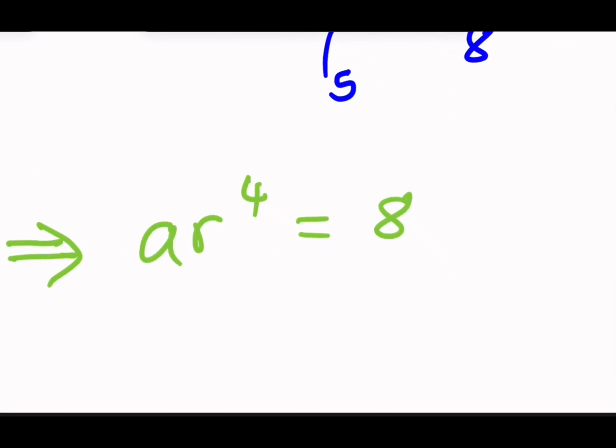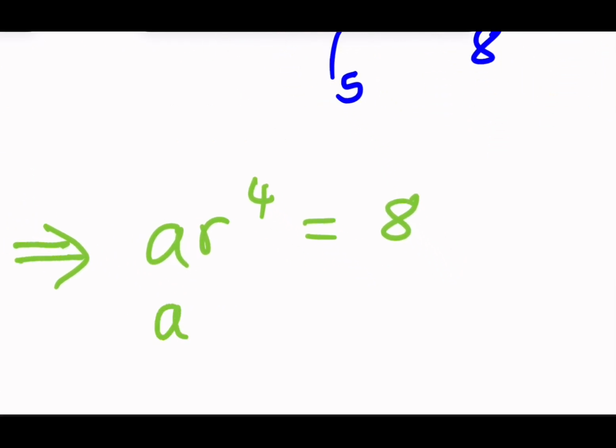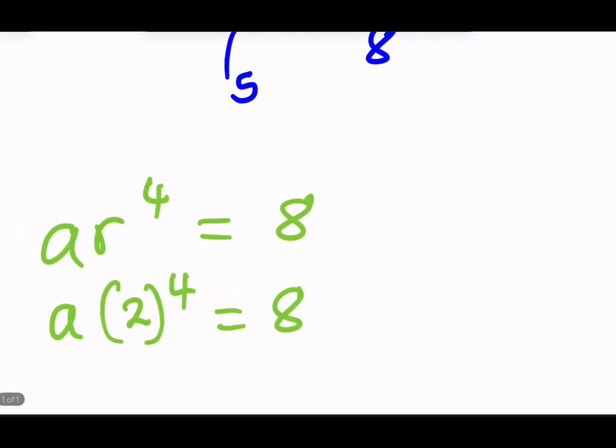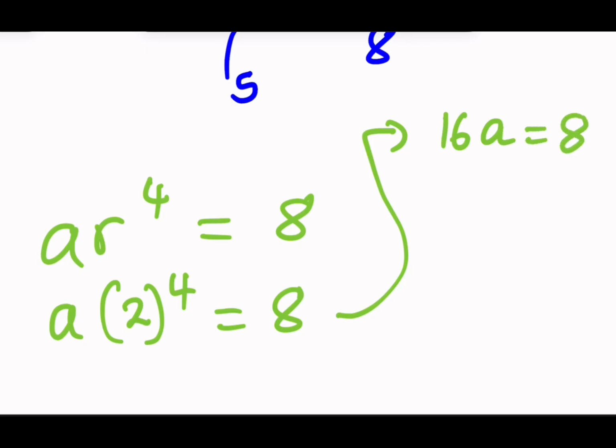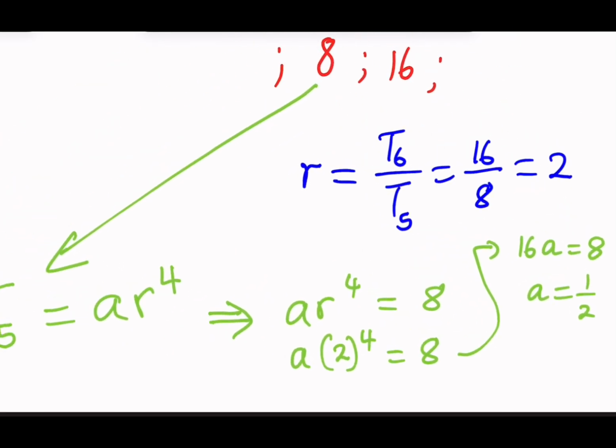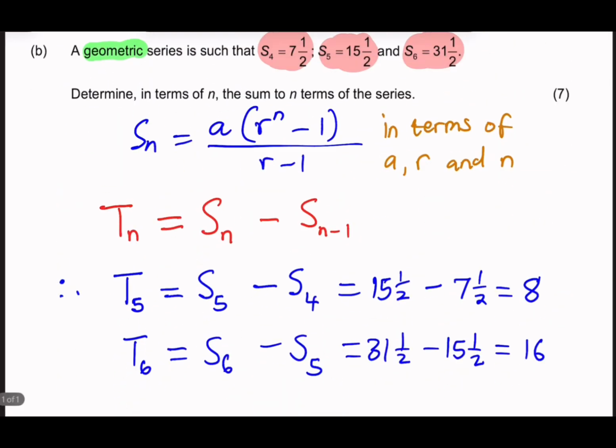But wait a minute, I already know R. I mean, R is 2. I just found that just now. So I can easily use that to say, obviously, 2 to the power 4 is 16. This means 16A is equal to 8, allowing me to say A is equal to a half. Now I have A and R.